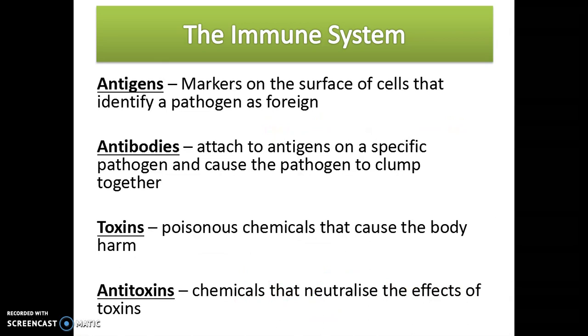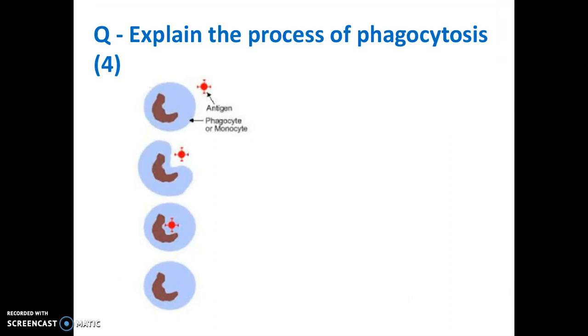So the immune system. Antigens are markers on the surface of cells that identify a pathogen as foreign. Antibodies attach to antigens on a specific pathogen and cause pathogens to clump together. Toxins are poisons that cause harm to the body, and antitoxins are chemicals that neutralize the effect of toxins.